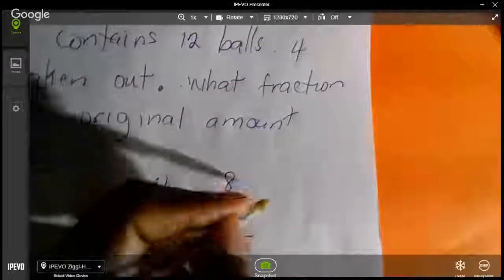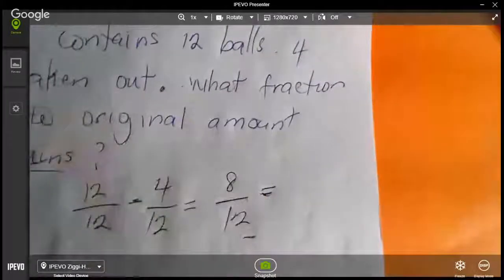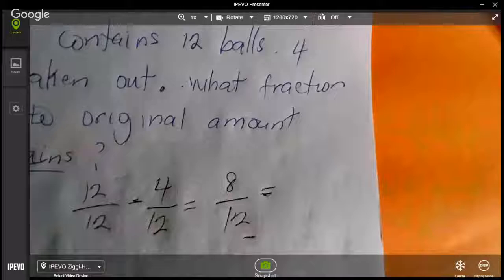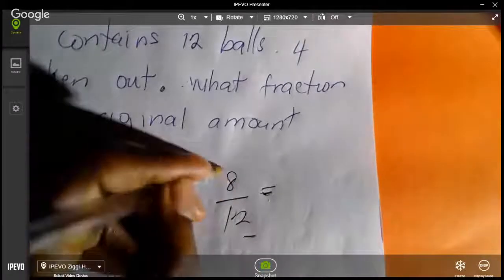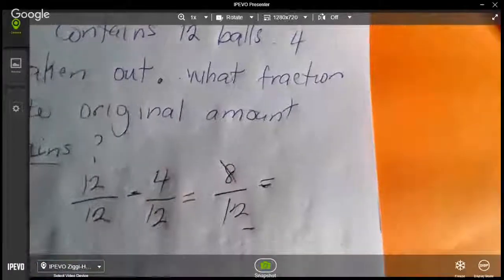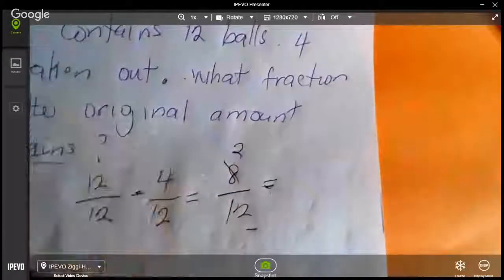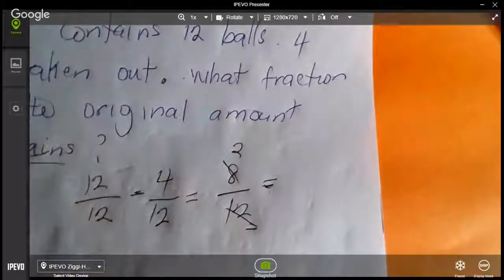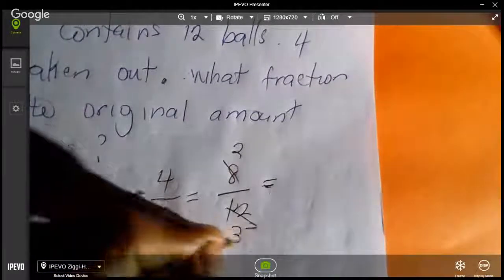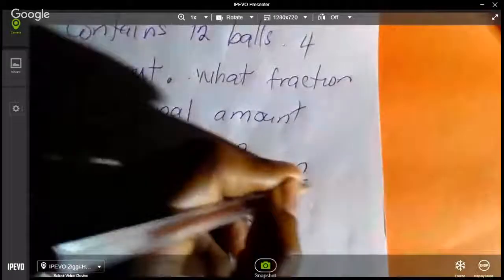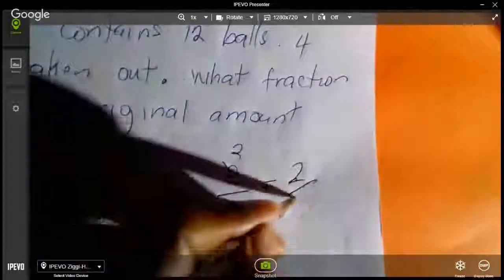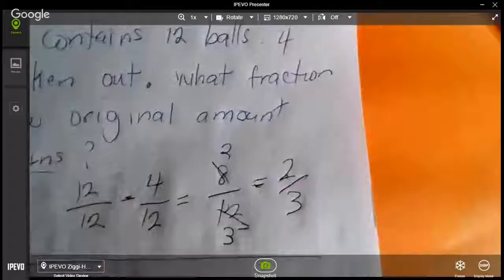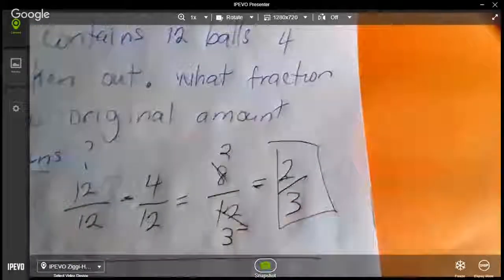Can I reduce this? Yes, sir. 4 into 8 would go 2 times. And 4 into 12? 3 times. So this would be what? Thirds. 2/3.